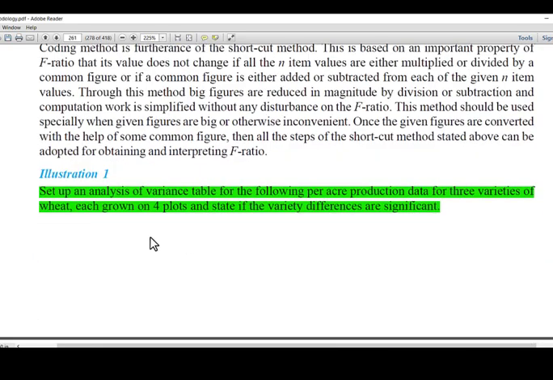Now we explain this ANOVA by means of an example, that is illustration 1. Set up an analysis of variance table for the following per acre production data for 3 varieties of wheat, each grown on 4 plots, and state if the variety differences are significant. Here, there are 3 varieties of wheat. So variety of wheat is a factor, and so this is one-way ANOVA.